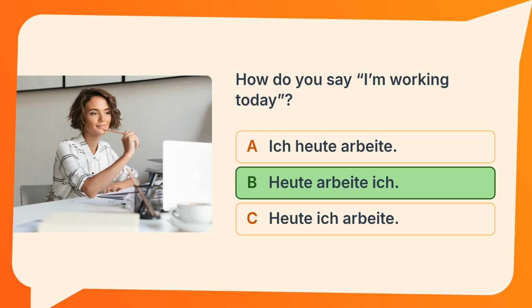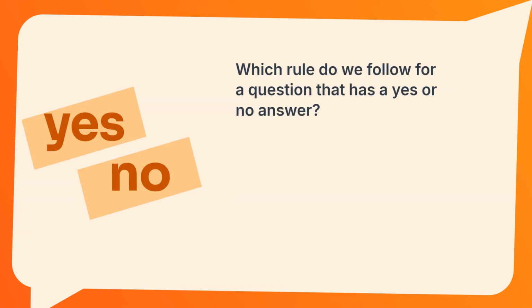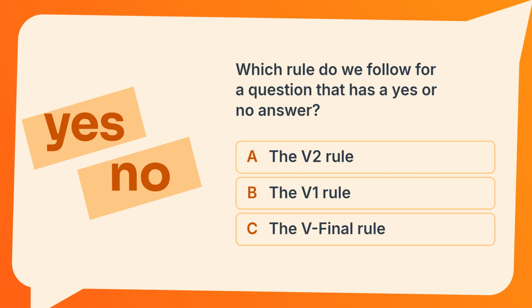The correct answer is Heute arbeite ich. We follow the V2 rule here. Which rule do we follow for a question that has a yes or no answer? The V2 rule? The V1 rule? The V final rule? The correct answer is the V1 rule. Don't get confused with the V2 rule here, which we use for W questions like wer, was, wann.